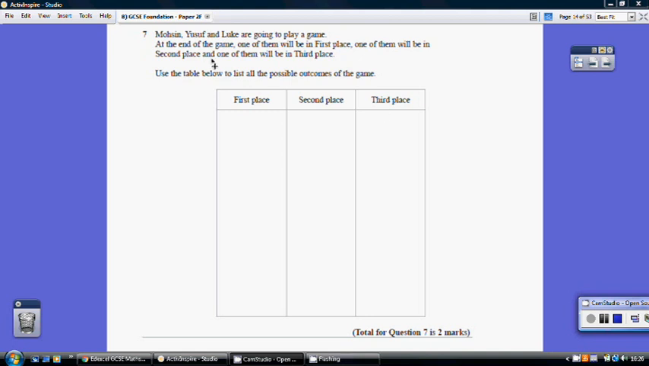Question 7. So the 3 people are going to play a game. At the end of the game, one of them will be in first, one of them will be in second, one of them will be in third. Use the table to list all the possible outcomes.